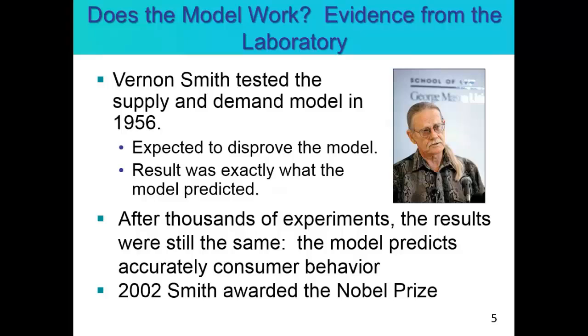Now, back in 1956, Vernon Smith tested this model. And he did thousands of experiments, and the results were the same. Given the amount that consumers were willing to pay, given the minimum prices that sellers were willing to accept, he was able to use theory to draw a demand curve and a supply curve, and from that get a predicted equilibrium price and quantity. And when he simulated that in an experimental environment, same thing happened. So quite interesting. This model does work well as long as the underlying assumptions hold.